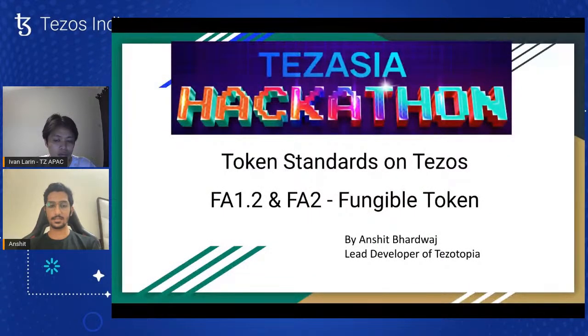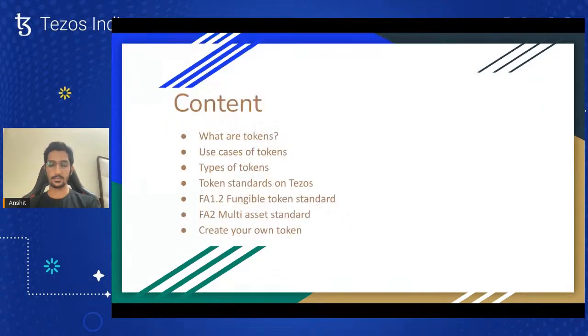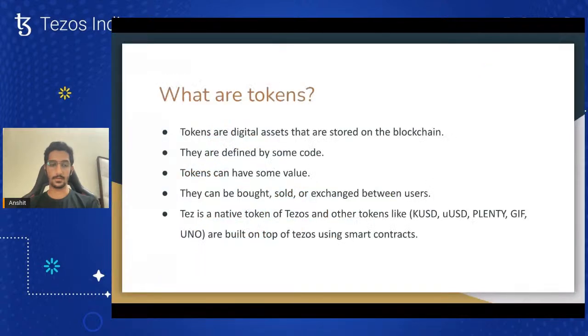So, welcome to TezAsia Hackathon. Today, I'm going to talk about Tezos token standards, which are FA1.2 and FA2. Particularly, I'm going to talk about fungible tokens, and we'll talk about how to create your own token. So let's dive into it. Today we'll talk about what are tokens, its use cases and types of tokens and token standards on Tezos, which are FA1.2 and FA2. And at last, we'll see how to create your own token.